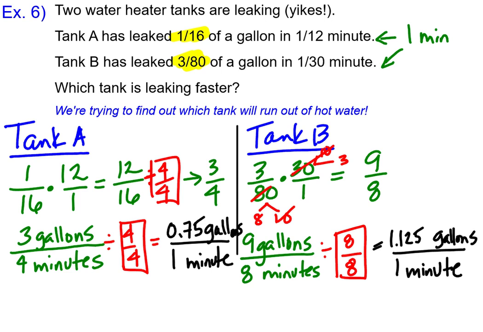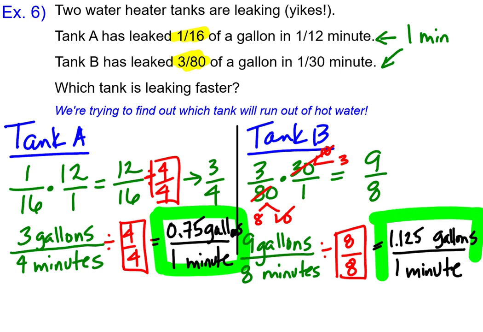Now, when we look at this, we can determine what's really going on. So over here, this one is 75 hundredths of a gallon a minute, or 3/4 of a gallon a minute. This is more than 1 gallon a minute. So we see that tank B is the one that's leaking faster. Tank B is going to run out of hot water before tank A. So I'm hoping that by watching this video and seeing how we use rates, unit rates, and ratios, it helps us do problems in real life.